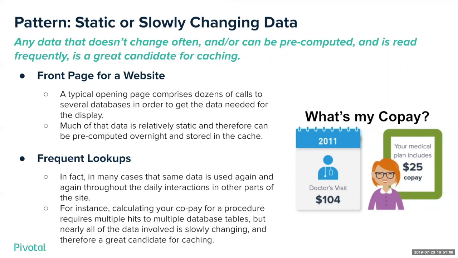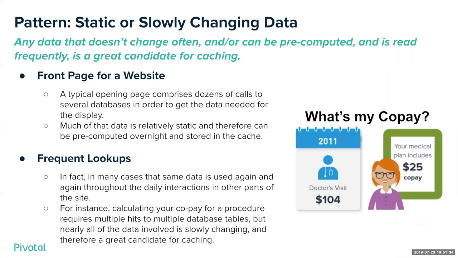Much of that data is relatively static. It doesn't change, and you can compute that maybe overnight. In the insurance world, they do pretty much everything overnight. And if you can store that in the cache, the display, if it's coming from the cache, the web page renders faster as well. So that's one use case.